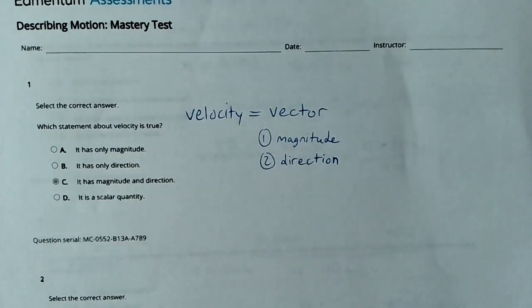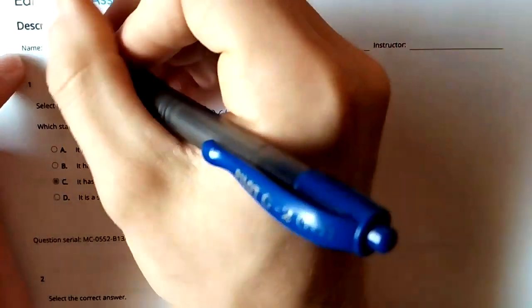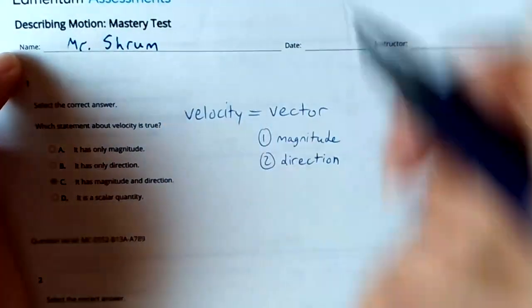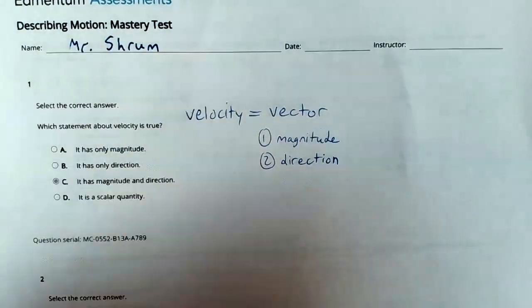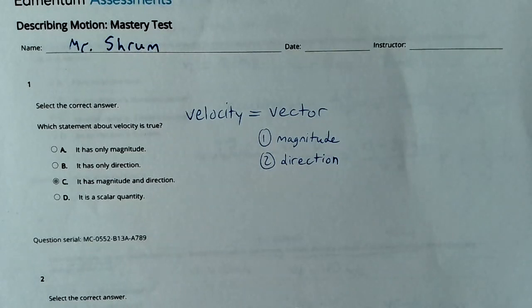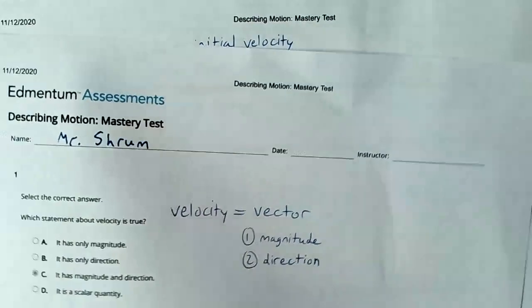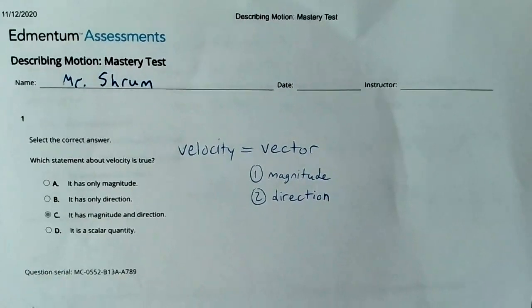Okay, hey, it's Mr. Shrum, and I am using this document camera now to go over some of the mastery tests. So here we go. I printed off the sheet, write my name, date, doesn't matter. So this is all about vectors and scalars and learning how to use these numbers and correctly calculate different problems.